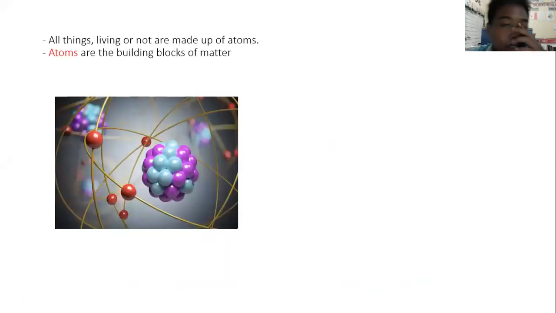So all things, living or not, are made up of atoms. Atoms are the building blocks of matter. So everything that we see, everything in our surroundings, is made of atoms. Okay, our ballpen that we are using, the shoes that we are using, are made up of atoms. Then the animals, we are also made up of atoms.